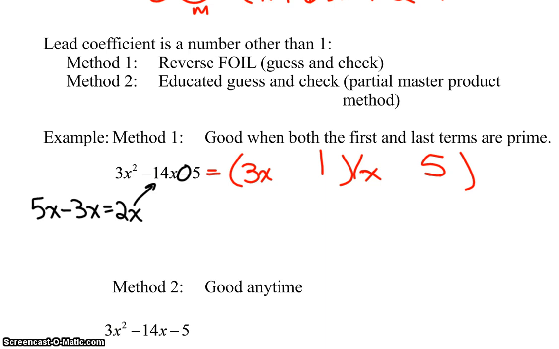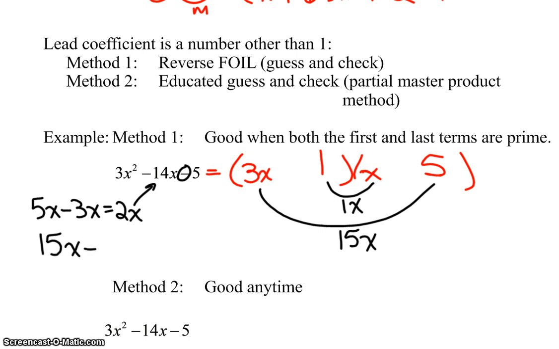So as I try that, 3x times 5 is 15x, 1 times x is 1x. Because it was a difference, I need to subtract them. 15x minus 1x is 14x. It's the right pair, but I need to get the sign straight to get a negative 14x in the middle, which means my 15x needs to be negative. In order for 15x to be negative, I already know my 3x is positive, so I need to make my 5 be negative, and then my 1x needs to be positive. So I have my factors right there.